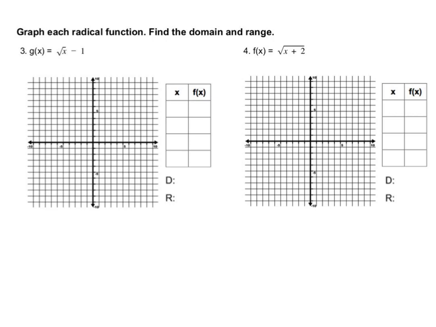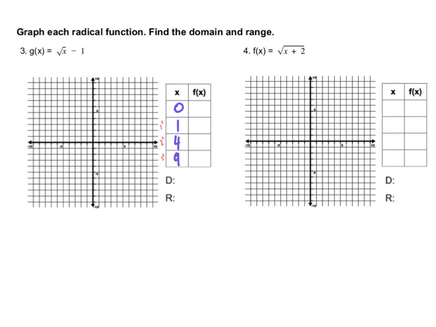Alright, so now we're moving on to graphing each function. Again, I'm just going to take the first couple of perfect squares, which I know are 0, 1, 4, and 9. Again, that's just 0 squared, 1 squared, 2 squared, 3 squared.